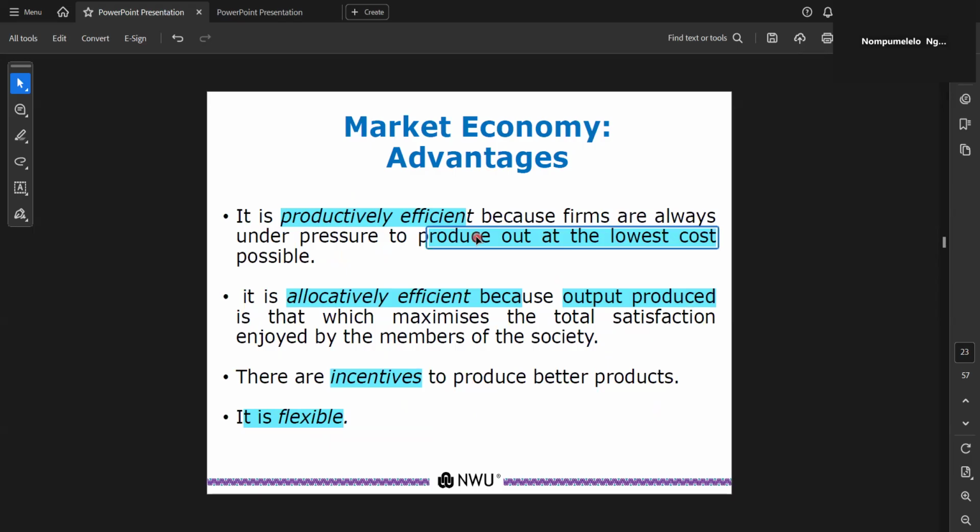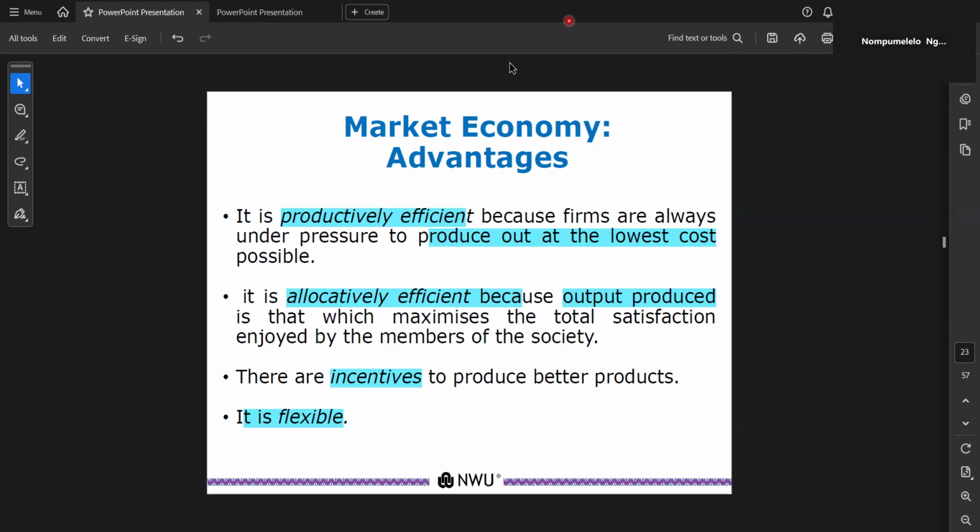And allocative efficiency just speaks of the output which is produced. So obviously, if goods are allocated efficiently, it basically means that even the production was efficient. Allocative efficiency means that when you go to a shop and you buy something, it basically means that you always find it.